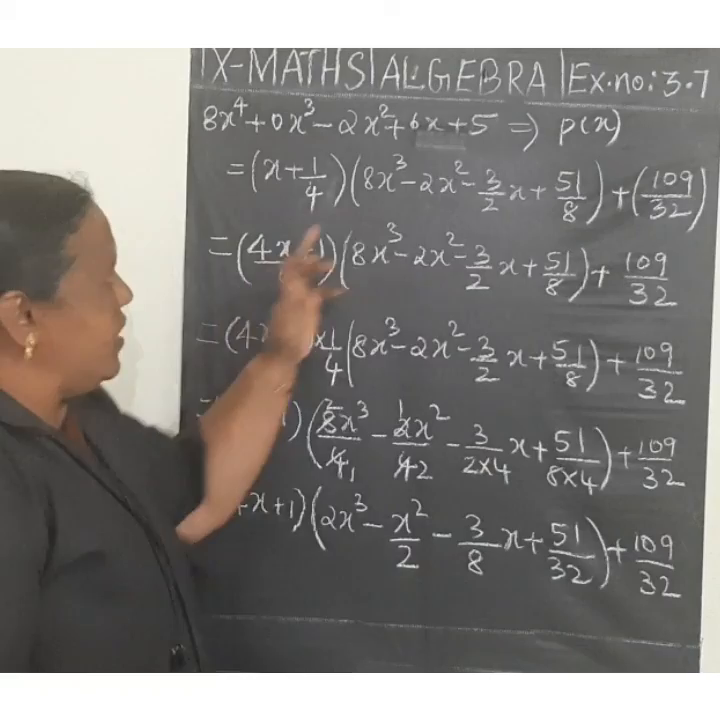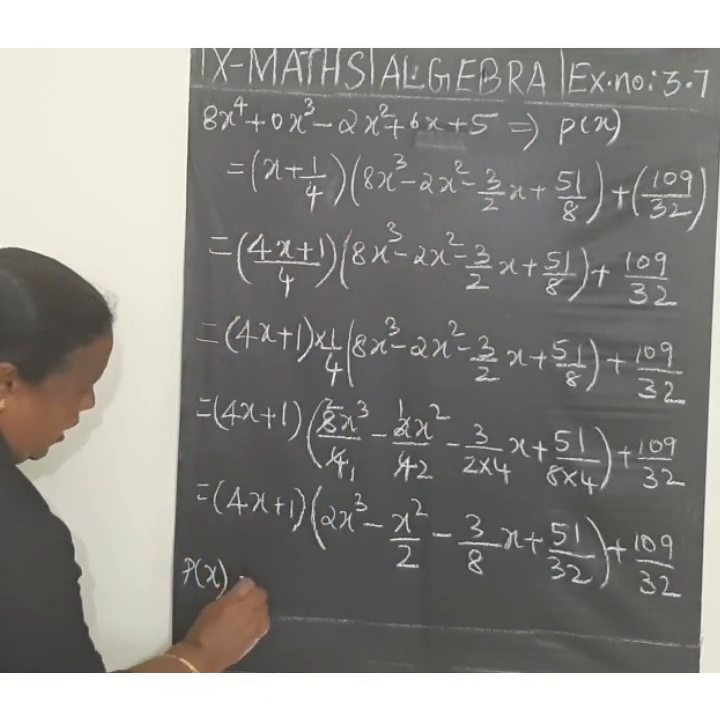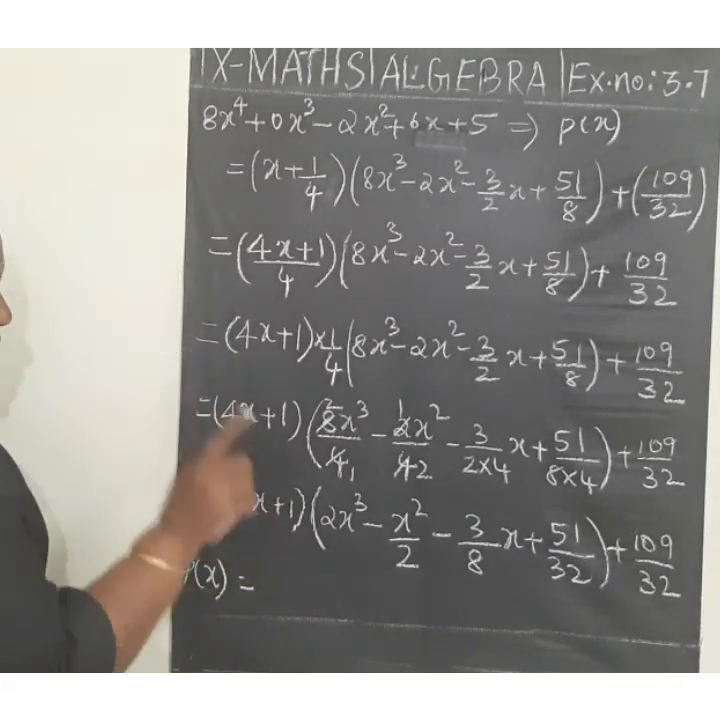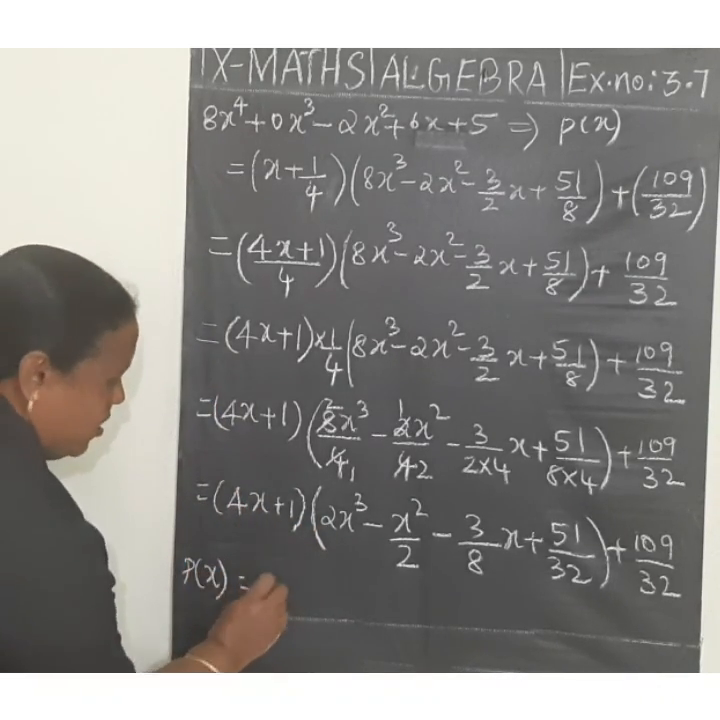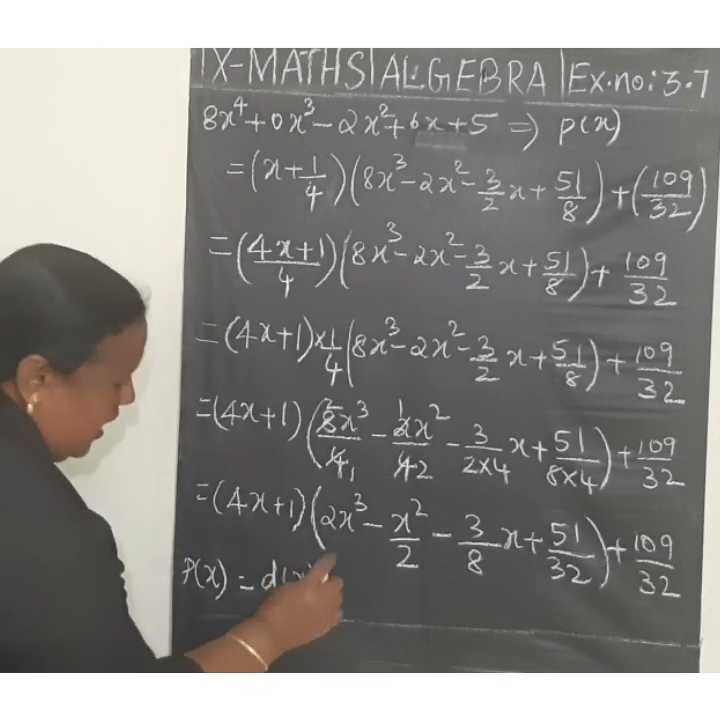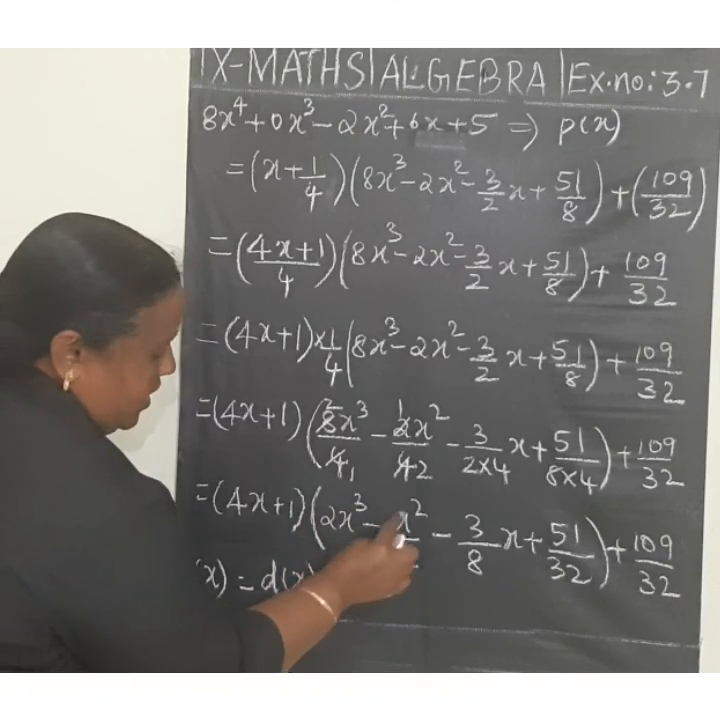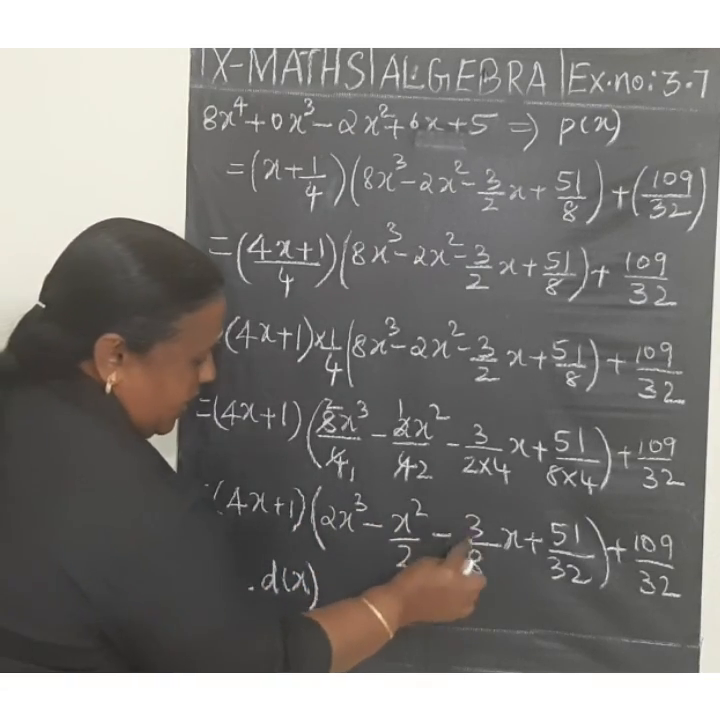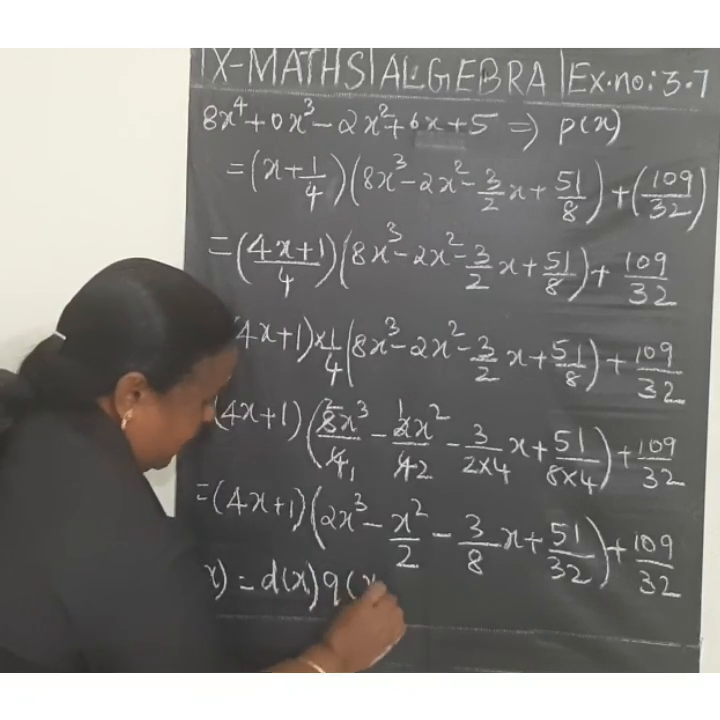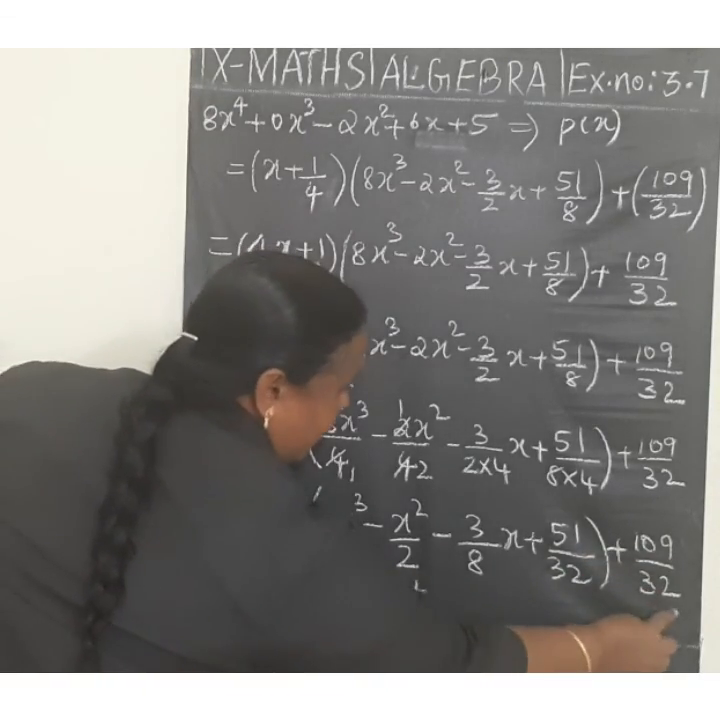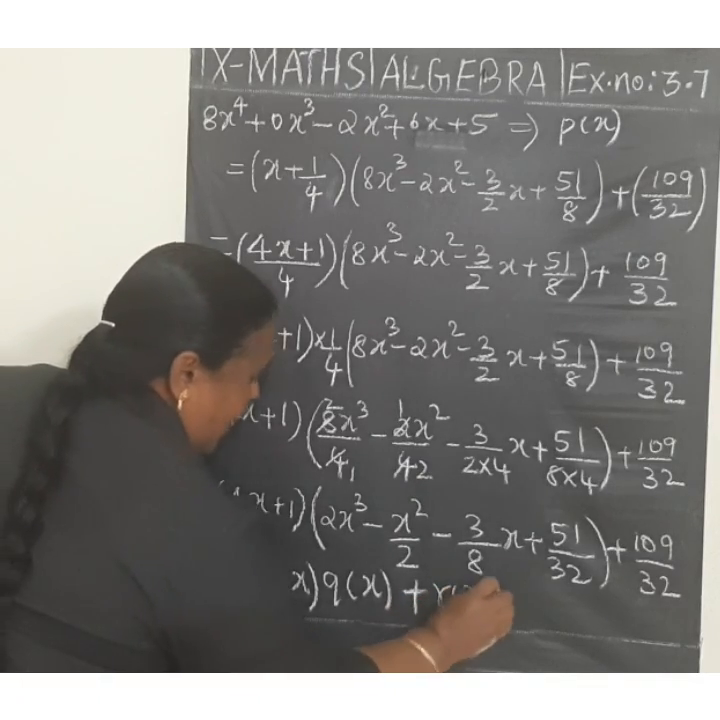Then our P of x is equal to this 4x plus 1, which is the divisor. In the question they have given 4x plus 1 as the divisor. Then this is the quotient: 2x cube minus x squared by 2 minus 3 by 8x plus 51 by 32 is the quotient, plus this 109 by 32 is the remainder, that is r of x.